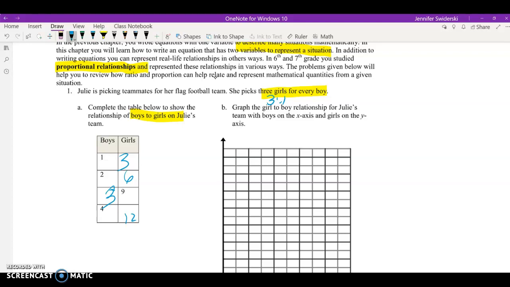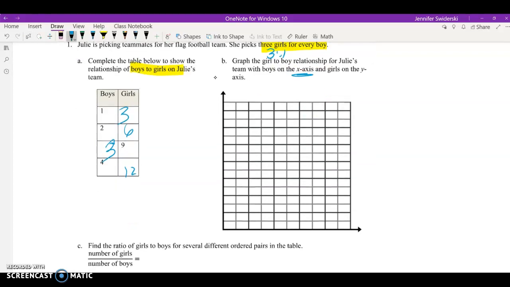So in this situation, they say graph the girl to boy relationship for Julie's team with boys on the x-axis. So a friendly reminder, this is your x, and girls on the y. Okay, so I can put an X above boys, a Y above girls. Let's go ahead and label this. So we have boys down here on the x, girls on the y. And as I go through and label, I have 0, 1, 2, 3, 4, 5, 6, 7, 8, 9, 10. And then I can do the same thing here. Maybe I go up by twos: 2, 4, 6, 8, 10, 12.